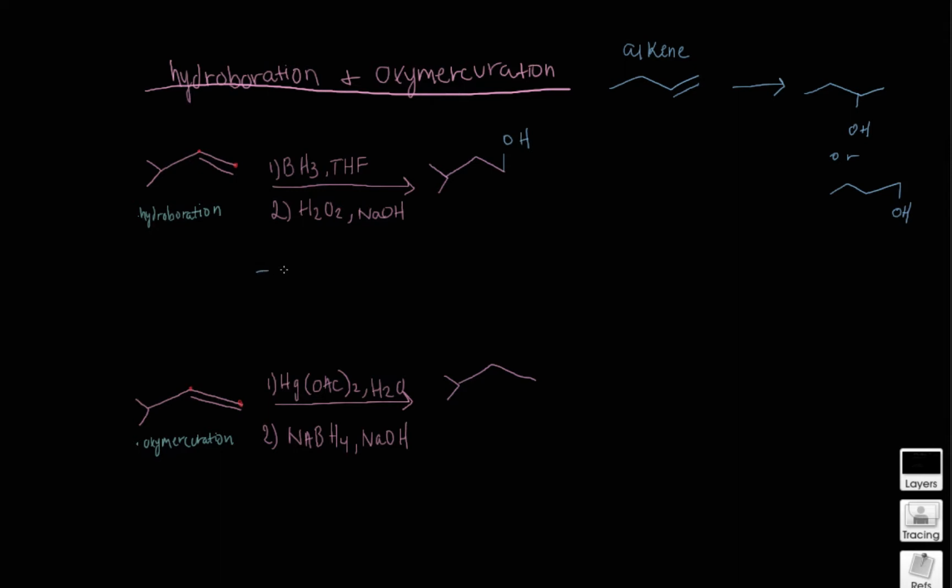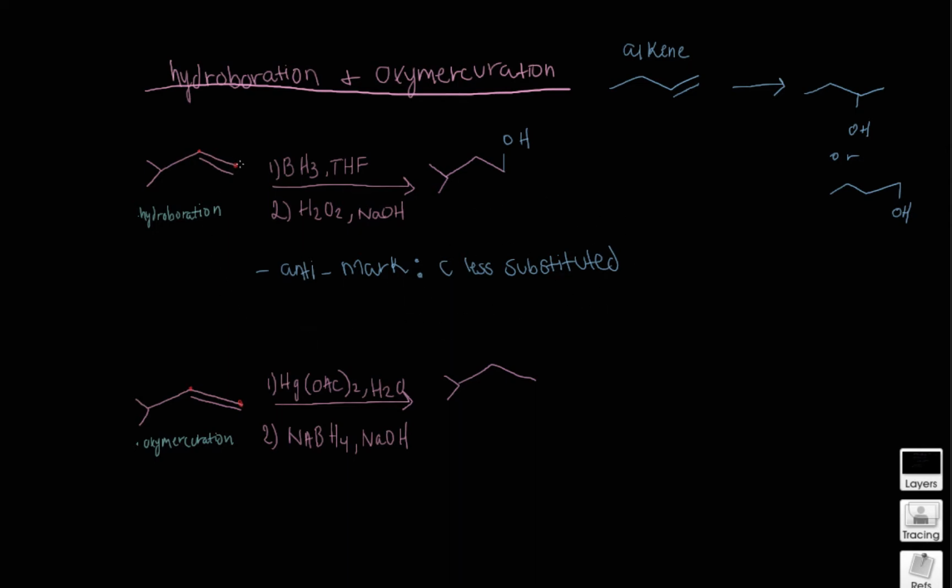So hydroboration is anti-Mark. We're going to do an anti-Mark addition, or anti-Mark is short for anti-Markovnikov, which just means that it's adding to the carbon that is less substituted. So what does it mean when a carbon is less substituted?